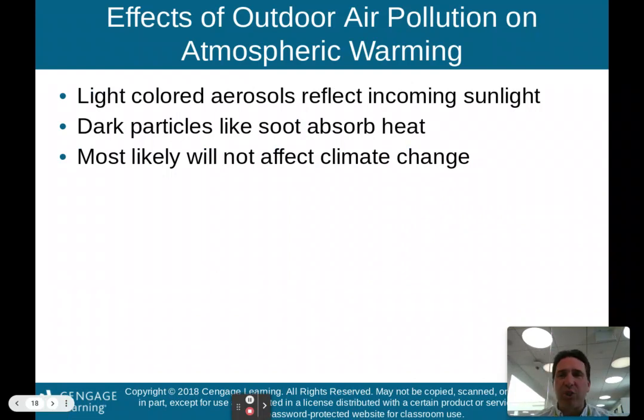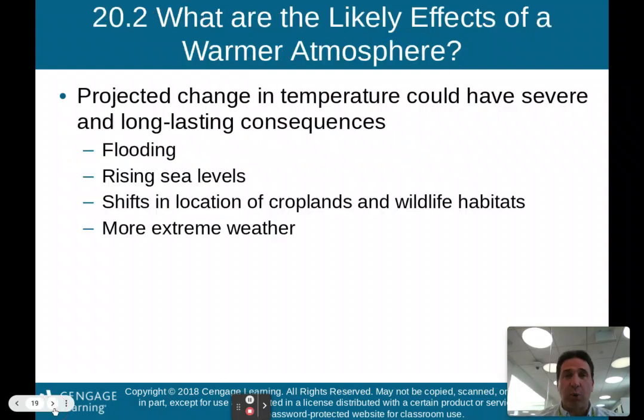Well, light-colored aerosols reflect incoming sunlight. However, dark particles like soot absorb heat. So most likely, the outdoor air pollution, when it comes to this reflection, may not really affect climate change. But if we continue to burn more coal, that leaves that black sooty residue. So if we unfortunately get more of that on the Earth, that could absorb more radiation, and that could potentially increase global warming.